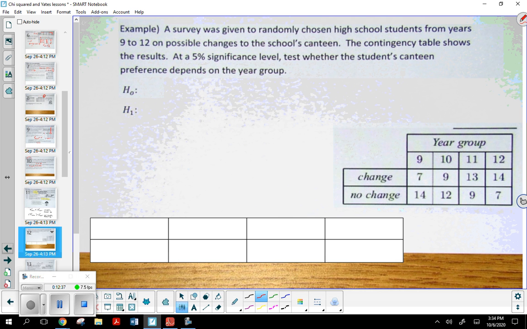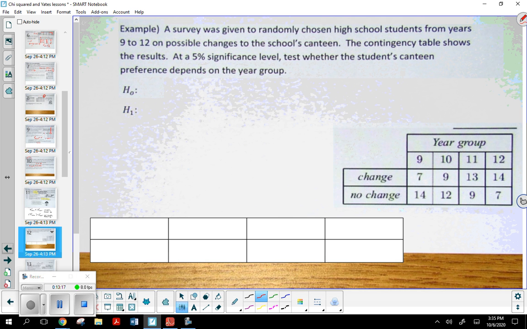A survey was given to randomly chosen high school students from years 9 to 12 on possible changes to the school's canteen. Do you know what I'm referring to when I say canteen? We're talking about the school cafeteria. Okay. Now, the contingency table shows the results at a 5% significance level. Test whether the student's canteen preference depends on the year group. Okay. So we've got our null and our alternative hypotheses. Okay. Now, this is the first time that we're not going to do this by hand. I'm just going to walk you through the entire thing on the table, on the calculator, that is. But let's go ahead and write our null and alternative hypotheses first.